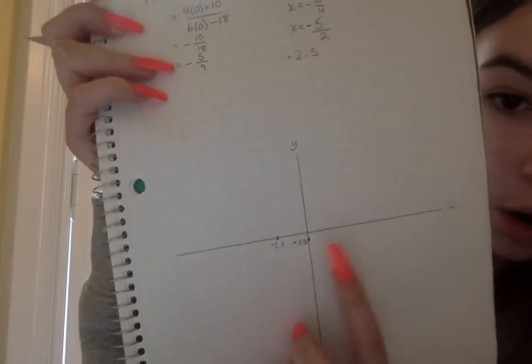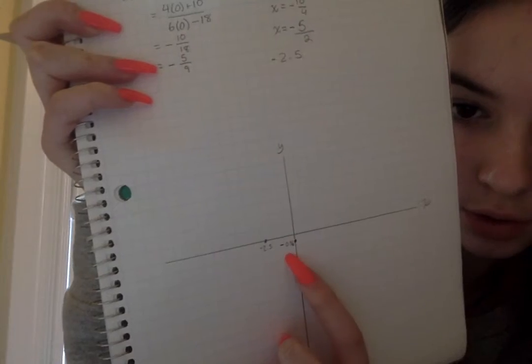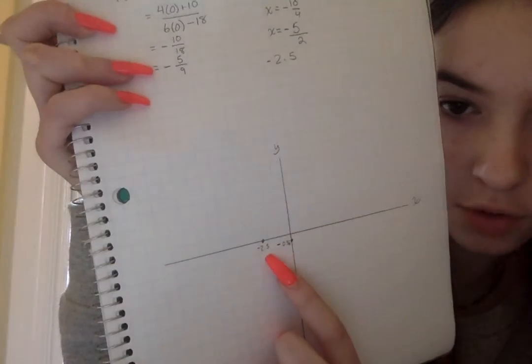So it is negative 2.5, a little more exact than 0.56. So negative 2.5, negative 2.5. So now we have our y-intercept and our x-intercept plotted, negative 0.56 and negative 2.5. So now we can figure out our asymptotes.